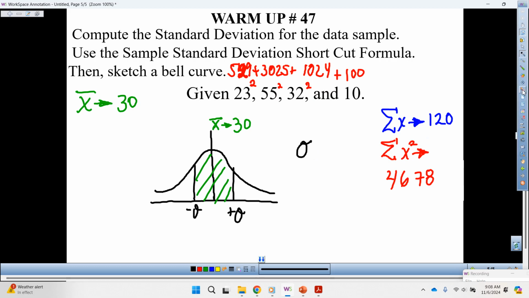Oh, this is the sample. Sorry. What'd you get for standard deviation? All right. And pass on one, AJ. Darian, what'd you get? Bless you. All right.